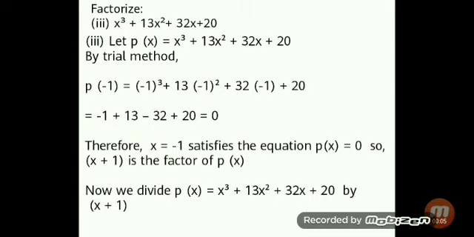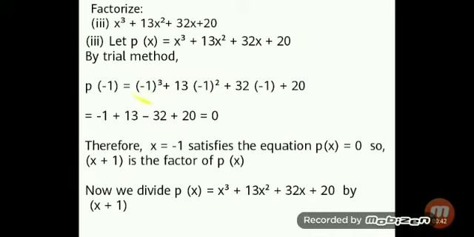Question number 5, third part is factorize x cube plus 13x square plus 32x plus 20. Here we name this polynomial p(x). By the trial method, if we put x equal to minus 1, then this expression becomes minus 1 raised to the power 3 plus 13 times minus 1 raised to the power 2, plus 32 times minus 1, plus 20.